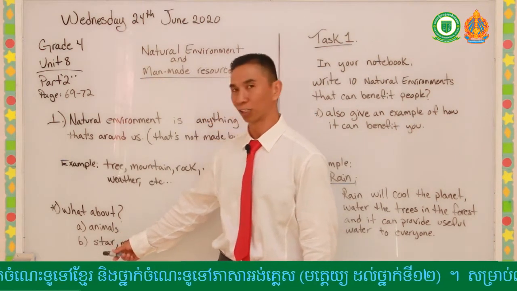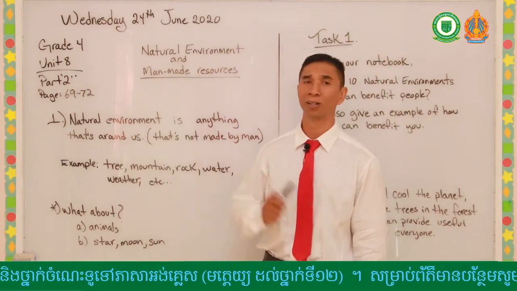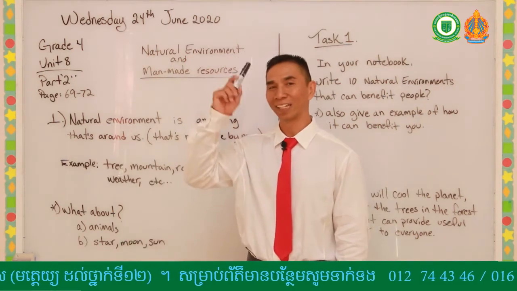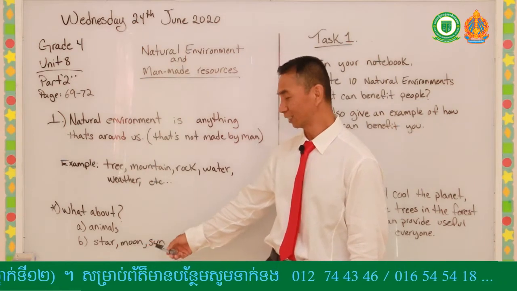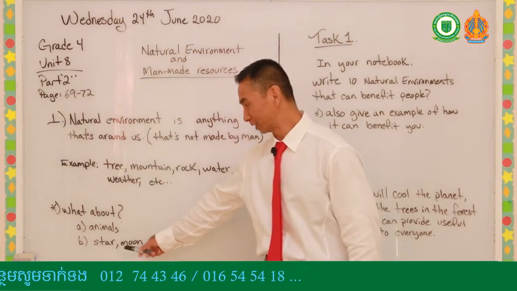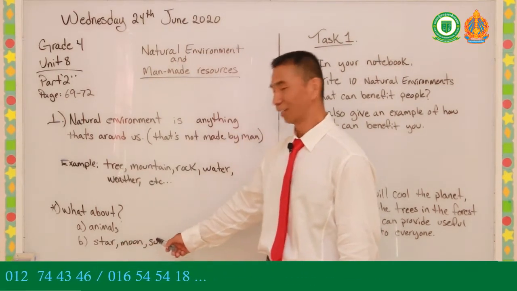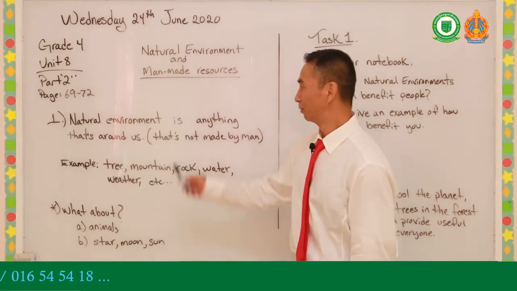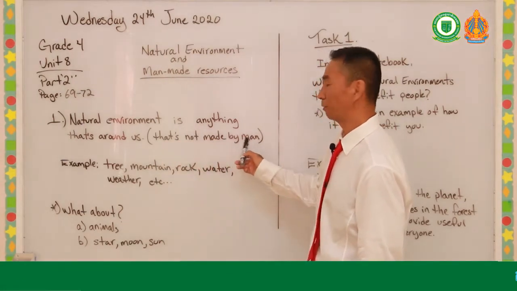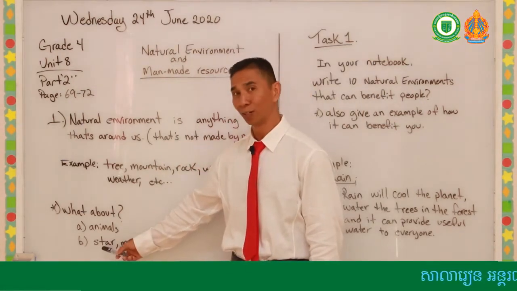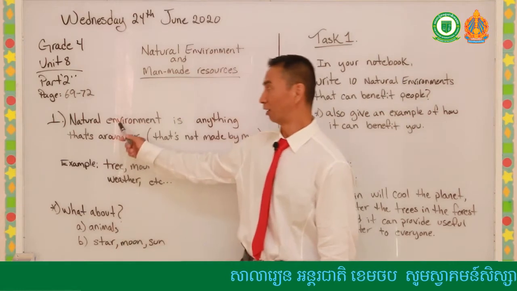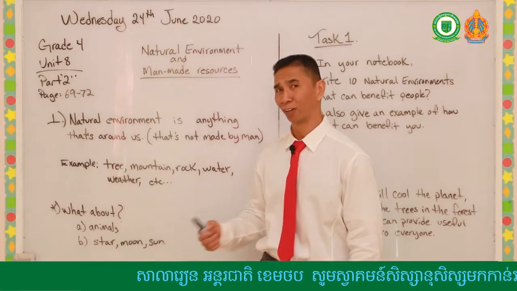Okay, what about the stars, the moon, the sun? Are they also a part of our natural environment? That's a tricky one, huh? The stars you see at night, the moon you see at night, and the sun you see in the daytime. Are those natural environments? Can man create the stars? Can man make the moon? Definitely can't make the sun. Remember what we said here. Natural environment is anything that's around us that's not made by man. So if man cannot make a star, the moon, or the sun, it is part of our natural environment. So it is part of our ecosystems.